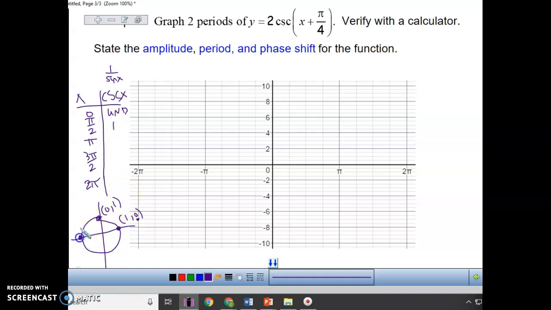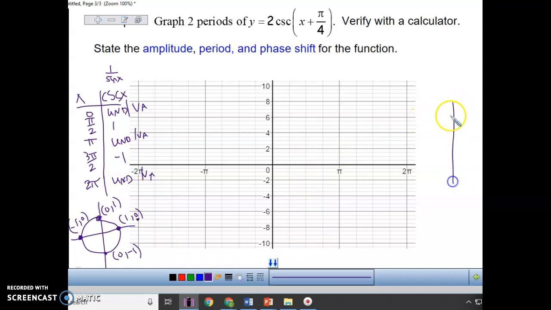When I get to pi, I'll have the same issue. My y is 0 again, so I'm going to have another vertical asymptote at pi. And the same thing will happen at 2 pi as well, so I'll go ahead and put that there. For these undefineds, keep in mind these are going to be your vertical asymptotes. And then for 3 pi over 2, we've got (0, -1). The y value here is -1. If I take the reciprocal of that, I still get -1.